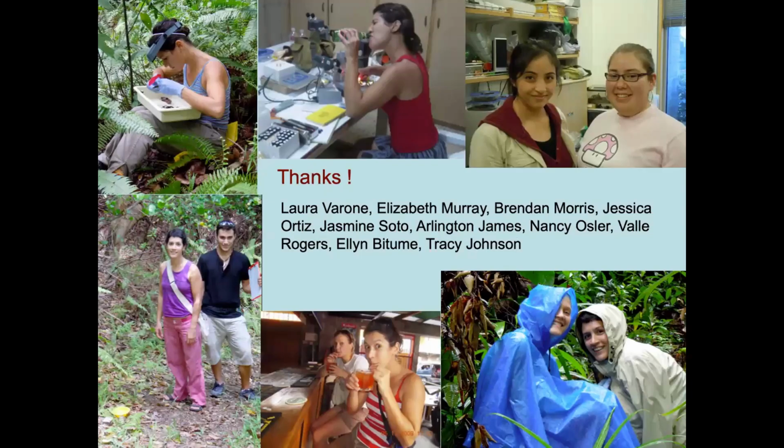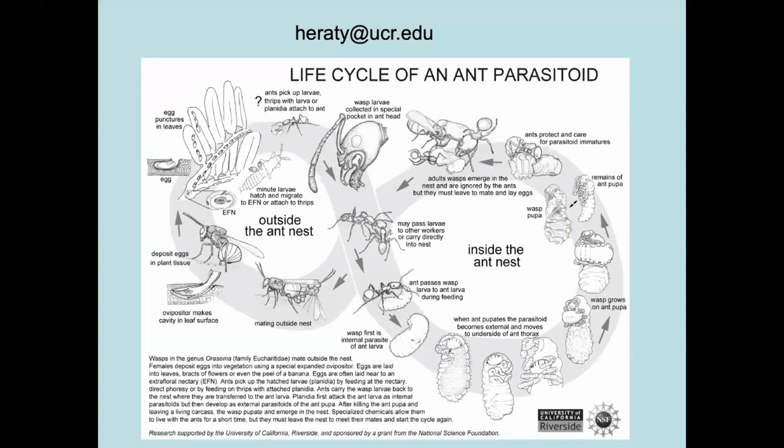So I have lots of people to thank for all this. I don't have any images of the people in Hawaii that have helped with this project, but it's basically been a lot of work by a lot of people to get some general understanding. And I wanted to end off with this little life cycle of an ant parasitoid pamphlet. If anybody wants to email me, I can send you a PDF of this, and you can post it or spread it around or do whatever you want. It's focused on a different species of Orasema, but it's essentially the same general biology. And with that, I will say thanks.